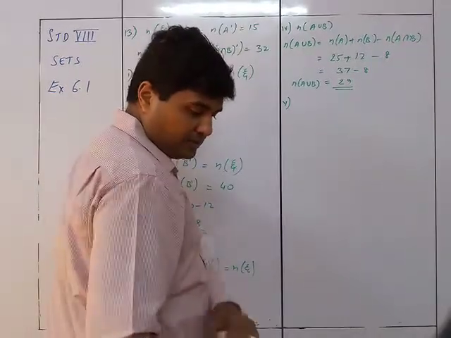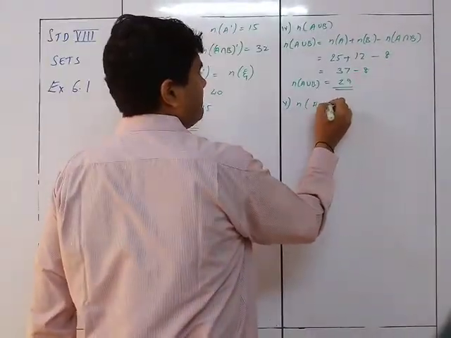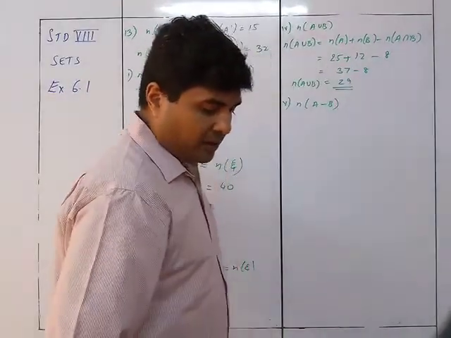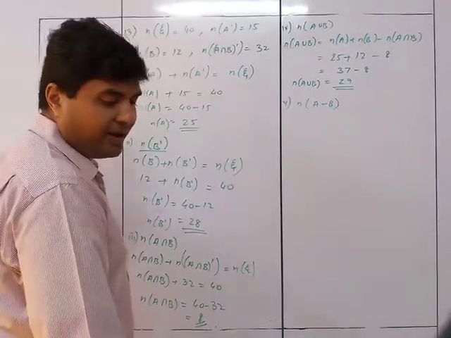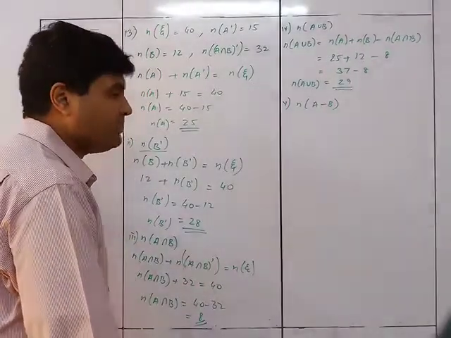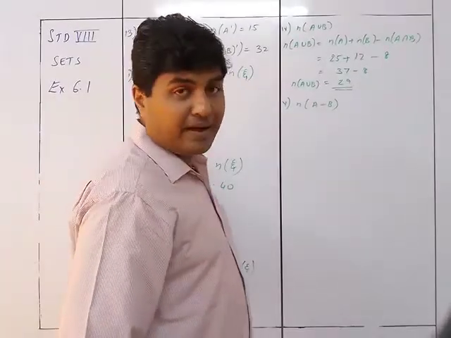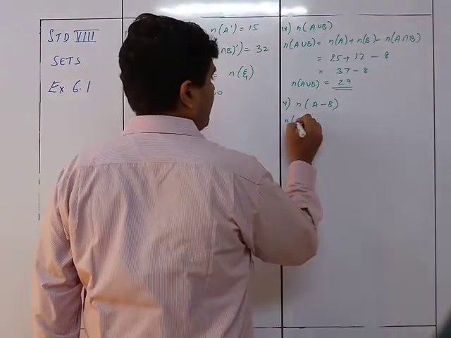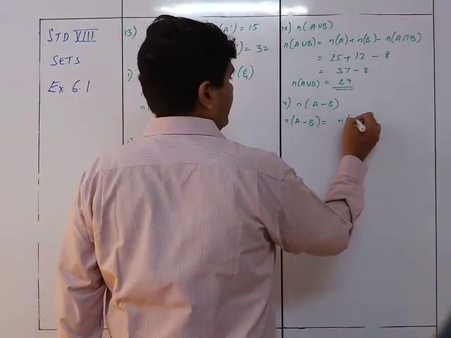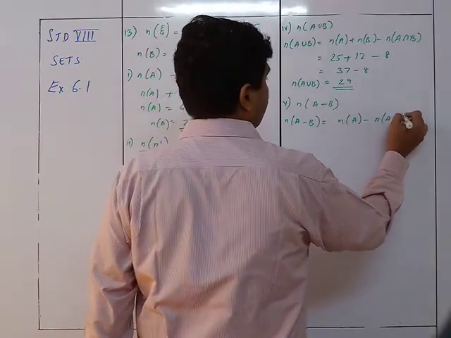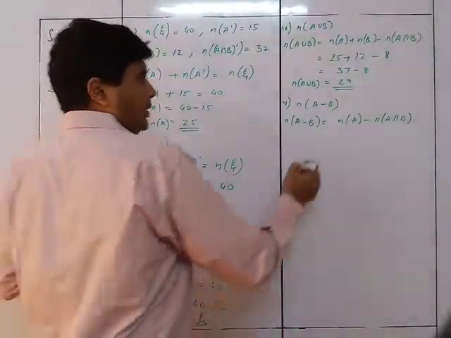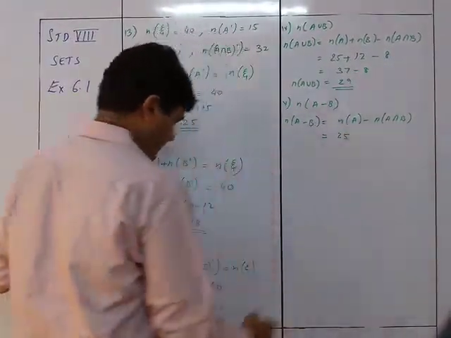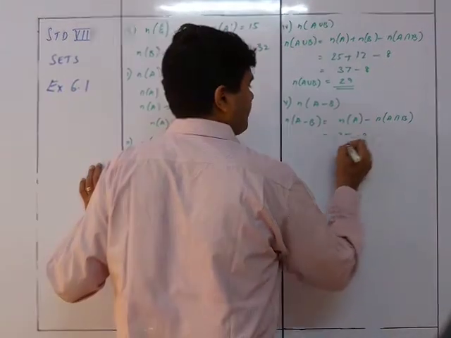You see the fifth one, that is n(A minus B). For n(A minus B), we can take the formula n(A) minus n(A intersection B), or I can take n(A union B) minus n(B). So we'll take this one: n(A minus B) equals n(A) minus n(A intersection B). n(A) is 25, n(A intersection B) is 8, that's 17.